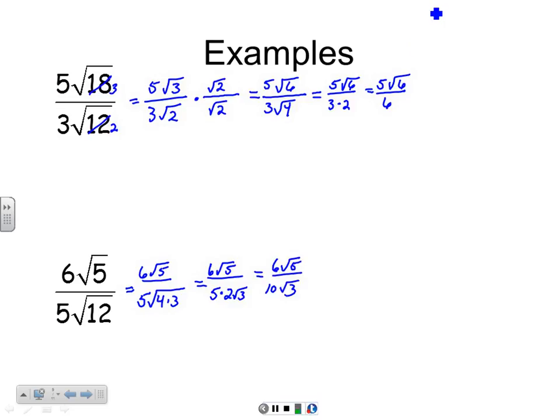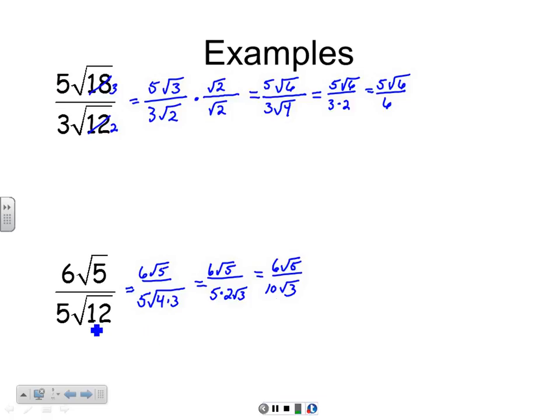Alright, so we've got the 12 simplified, and you don't have to do that. If you want to go ahead and start off by multiplying the top and the bottom by the square root of 12 and then simplifying at the end, that's fine. But I don't like dealing with those big numbers, so I'd rather have a smaller number to start with.